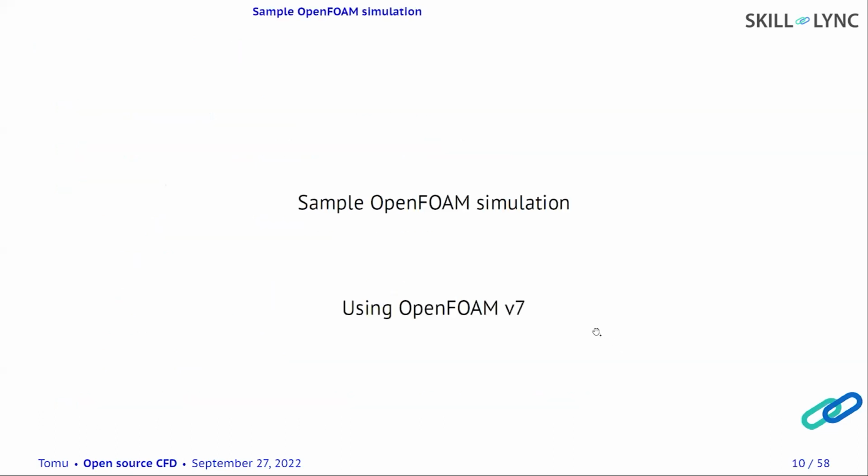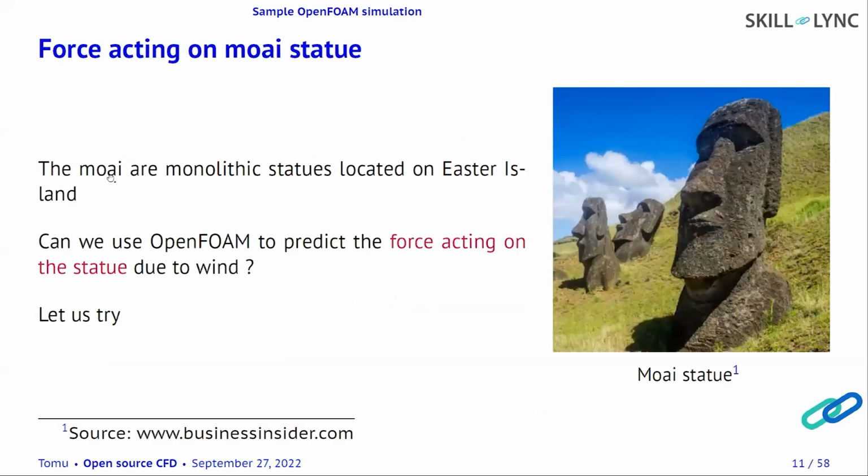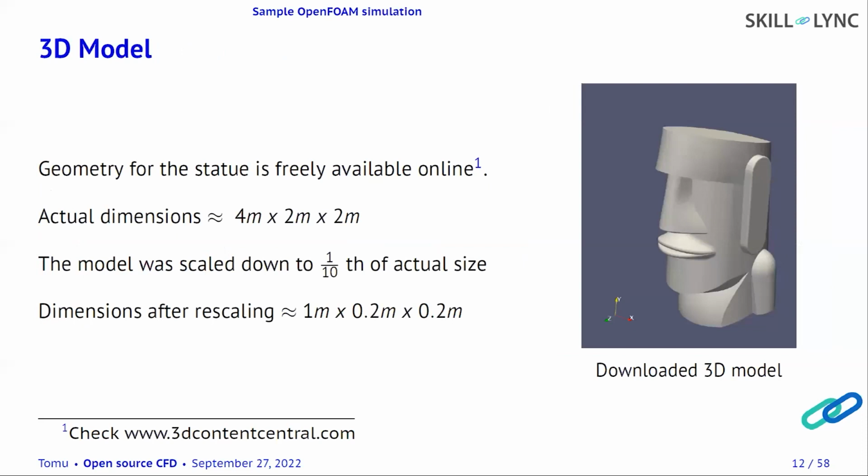Now we will see a sample OpenFOAM simulation. This is run in OpenFOAM version 7. This is a statue called a Moai statue. This statue is located on Easter Island. Here we will check whether we can find the force acting on this statue due to wind. The model for this statue is freely available in the public. If you check the website 3dcontentcentral.com, you will be able to download this model.